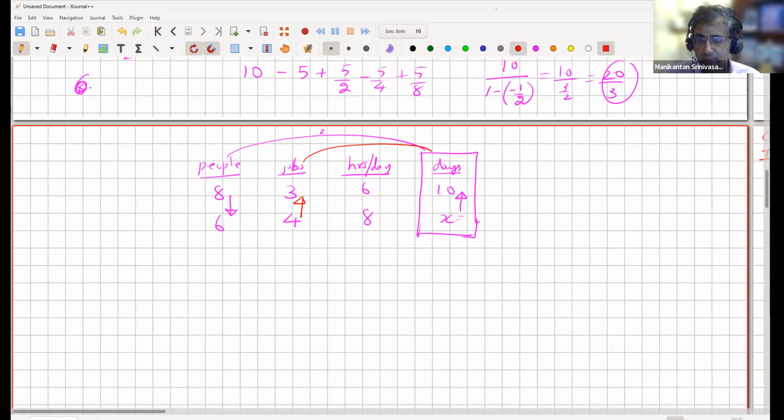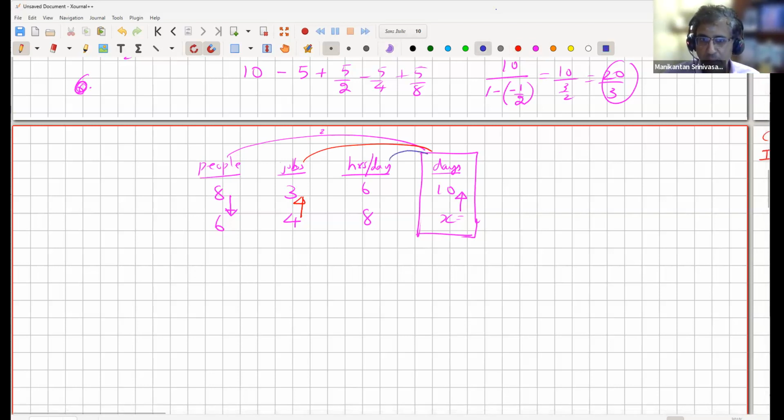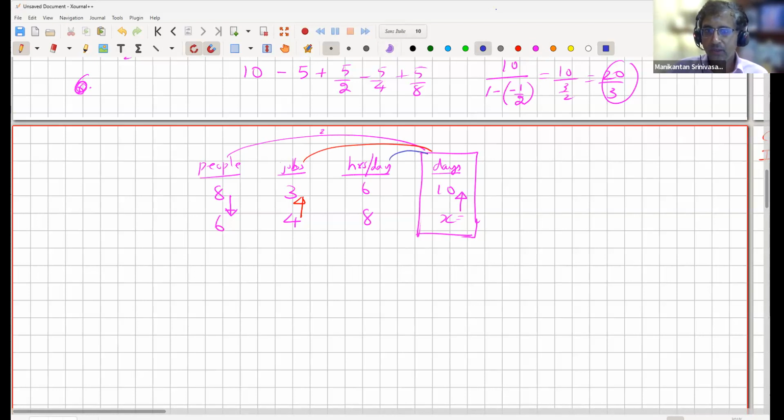And then likewise, we'll keep people and jobs same. So hours per day: if you're able to do more hours per day, then you'll need fewer days to complete the same job with the same number of people. Therefore, it's reverse. So now once you have the directionality, then I can start to write.